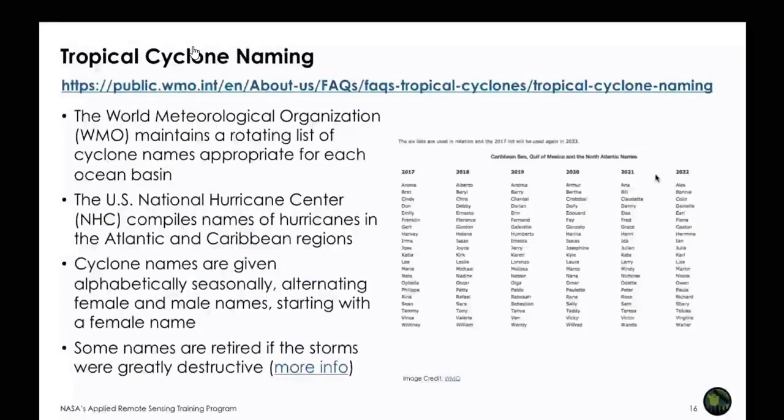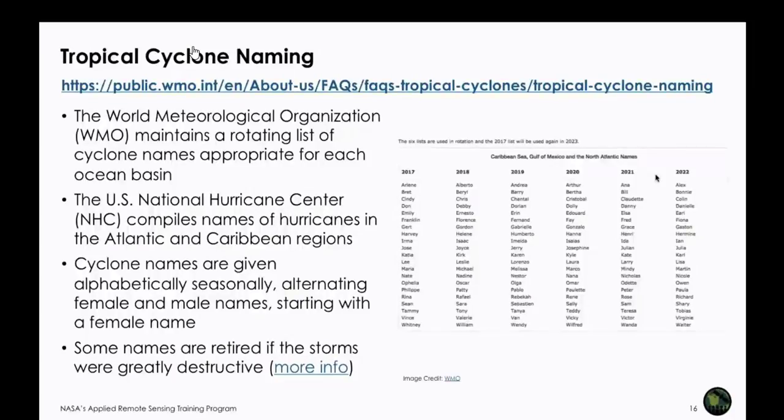Okay. So usually you must have heard that tropical cyclones have names: Hurricane Harvey, Hurricane Irma, or Typhoon Noru. So these are all different names. And if you go to the World Meteorological Organization website, it describes how the names are formed and the entire history of how it came about. But basically, WMO maintains a rotating list of cyclone names. Usually every 6 years, names can be repeated.